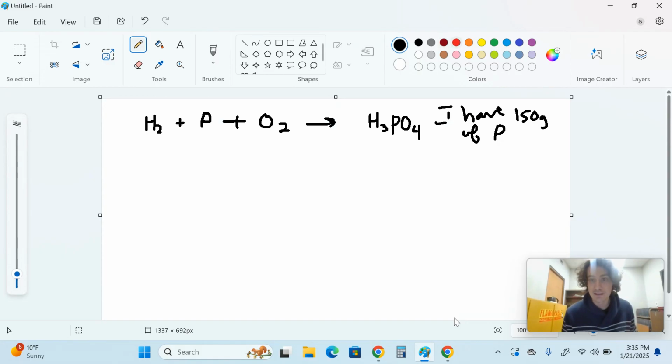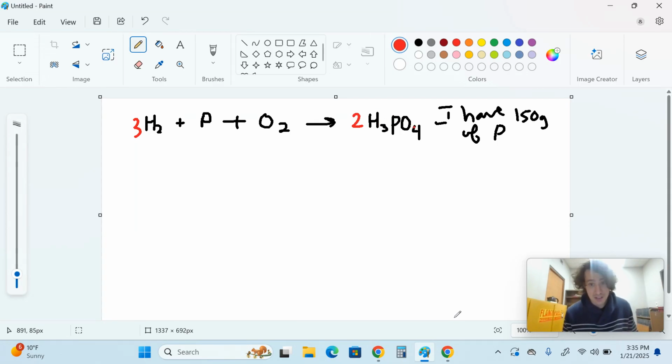So for balancing this, let's change colors here for a second. When I have an odd number like 3 here and an even number like 2 here, usually I'm going to start there. It's a pretty logical place to start. We need a common multiple, usually the least common multiple, though not always, and that would be 6. So to get 6 hydrogens, I'll put a 3 here, and to get 6 hydrogens, I'll put a 2 here. So that's 6 hydrogens, yay.